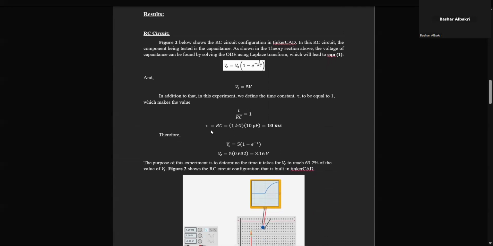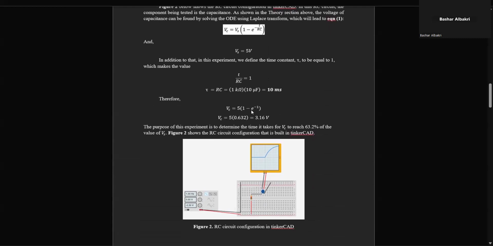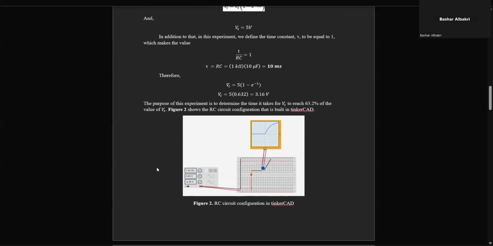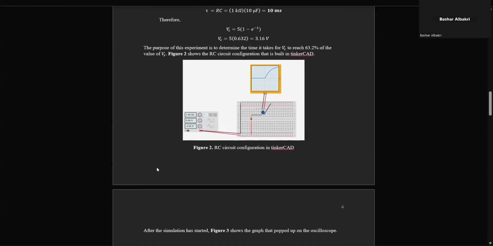In order for that to be the case, that means the time has to be 10 milliseconds. And once we simplify the formula, we find that the voltage of the capacitor should be 3.16 volts, which means that in order for our experiment to be successful, the voltage has to be 3.16 after 10 milliseconds of runtime.